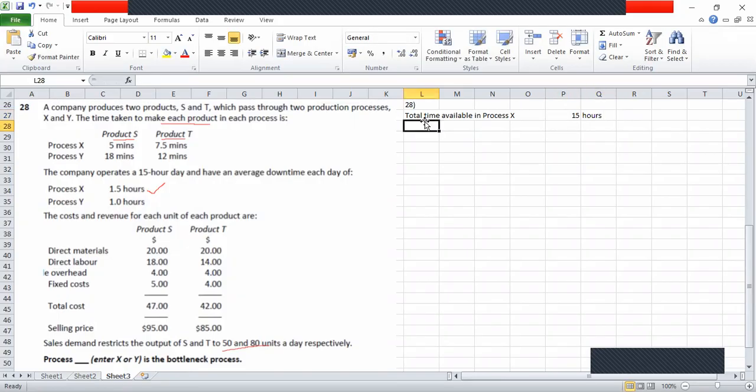Out of that, the downtime is idle time, wherein there would be no production. So it is unproductive time, less downtime in each process. For process X, it is 1.5 hours. So the productive hours are 13.5 hours.